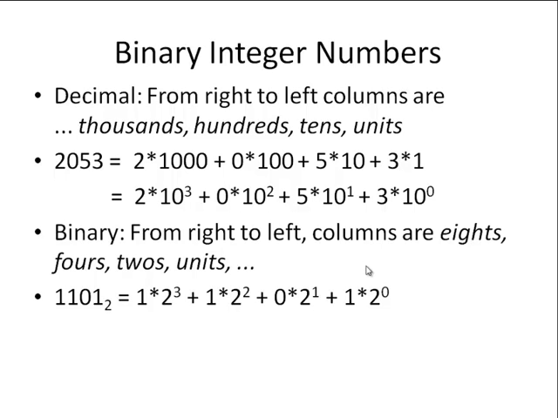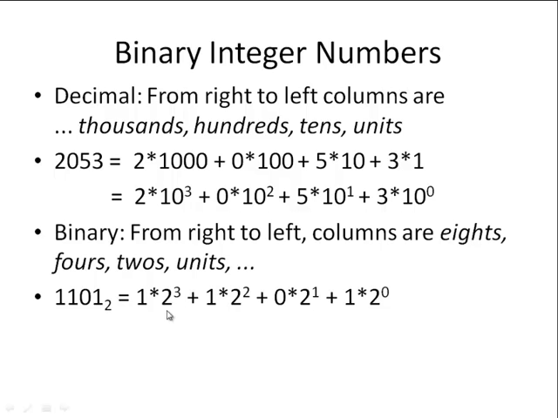What's that equal to? Well, from right to left, the columns are 8s, 4s, 2s and units. 2 to the power of 0 is 1, so this is the 1s column. 2 to the power of 1 is just 2 itself, so this is the 2s column. 2 to the power of 2, that's 2 squared. This is the 4s column. And 2 to the power of 3 is 2 times 2 times 2, so this is the 8s column.